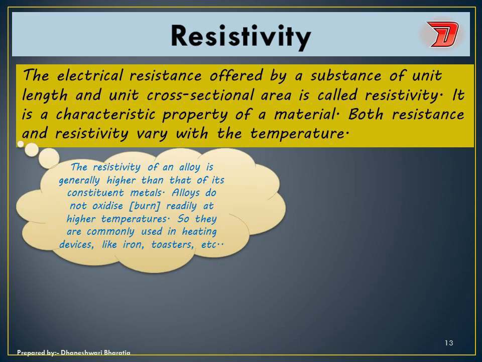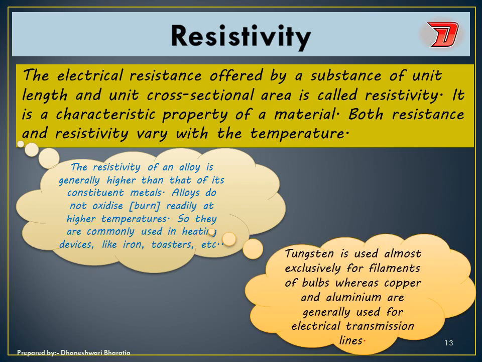Please remember this. The resistivity of an alloy is generally higher than that of its constituent metals. That is why it does not burn or oxidize readily at higher temperature, and these alloys are used in heating devices like electrical irons, toasters, etc. So in the majority of electrical appliances, alloys are used. Why is this question frequently asked? Because of two reasons. First, its resistivity is higher than that of its constituent metals, and second, it does not oxidize readily at higher temperatures. Please remember this.